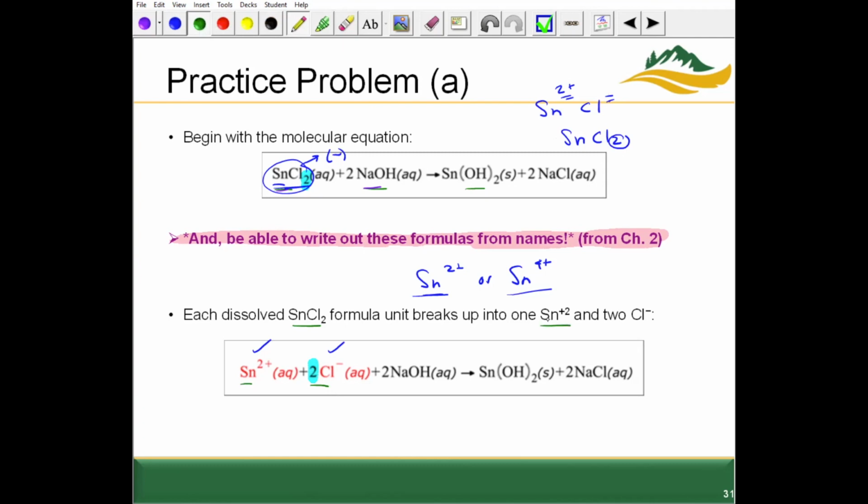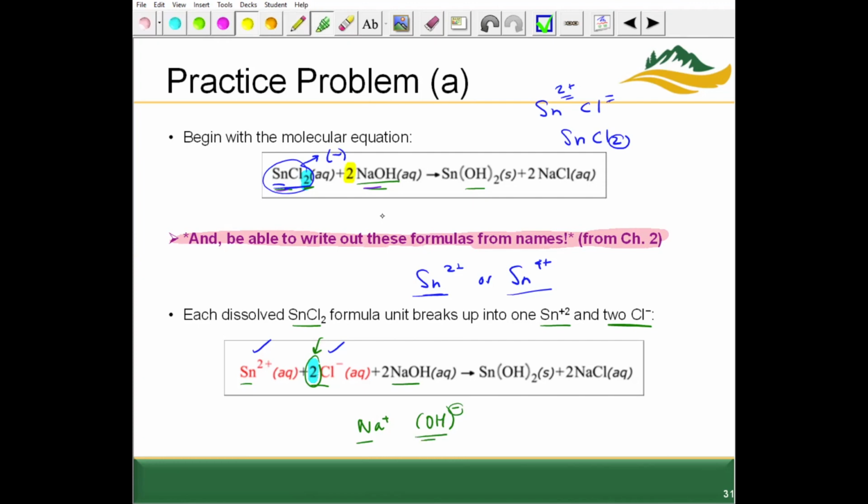Importantly, it was 1 Sn2+ and 2 Cl-, so we had to include that molar coefficient of 2 here. Next, let's look at the next reactant. For sodium hydroxide, sodium is an alkali metal. It prefers to form +1 ions. Hydroxide is a polyatomic anion that you have memorized or have access to, where this hydroxide anion has a -1 charge.